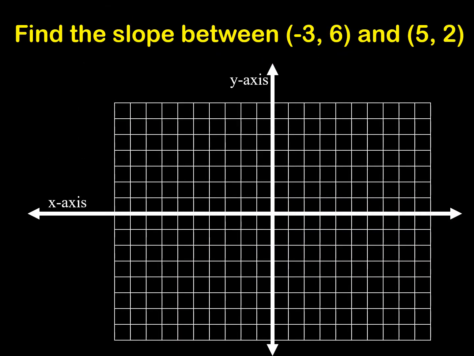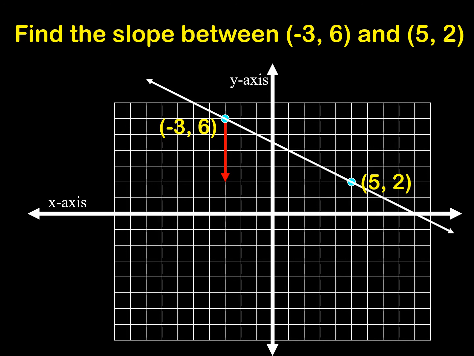So let us find the slope between negative 3, 6 and 5, 2. So first we are going to plot the points, negative 3, 6 and 5, 2. So that's the line, and we are going to count this time, okay? Using the graph, we are going to count the rise over the run. So the rise, how many units?